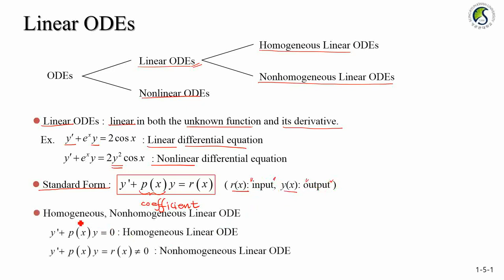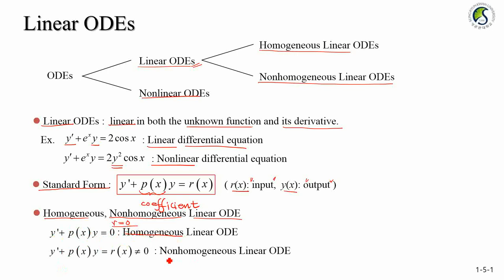Now we have the definition for homogeneous and non-homogeneous equations of the linear form. Homogeneous means that the input term r of x is 0. That's what homogeneous really means. If you have linear terms on the left hand side, then the right hand side is simply 0, since there is no additional input term. So it's homogeneous in that sense.